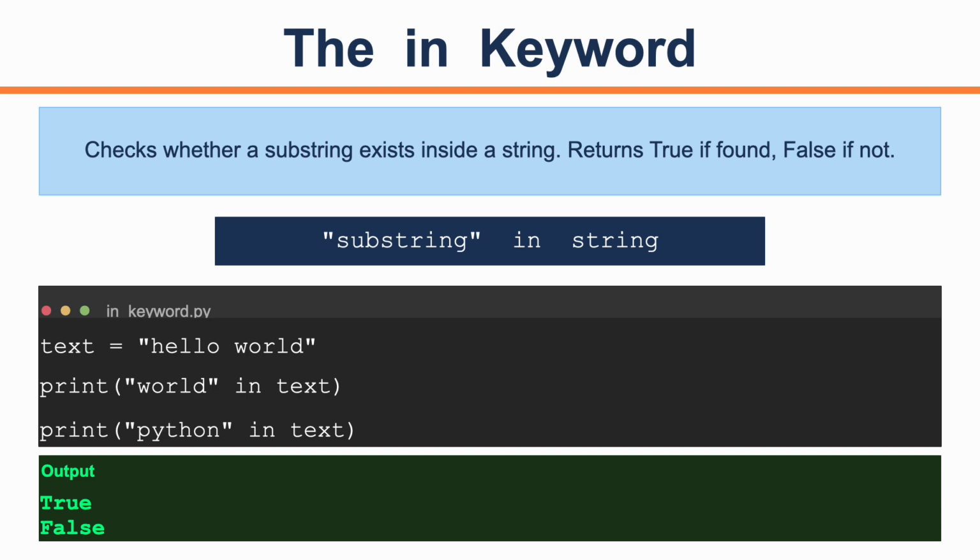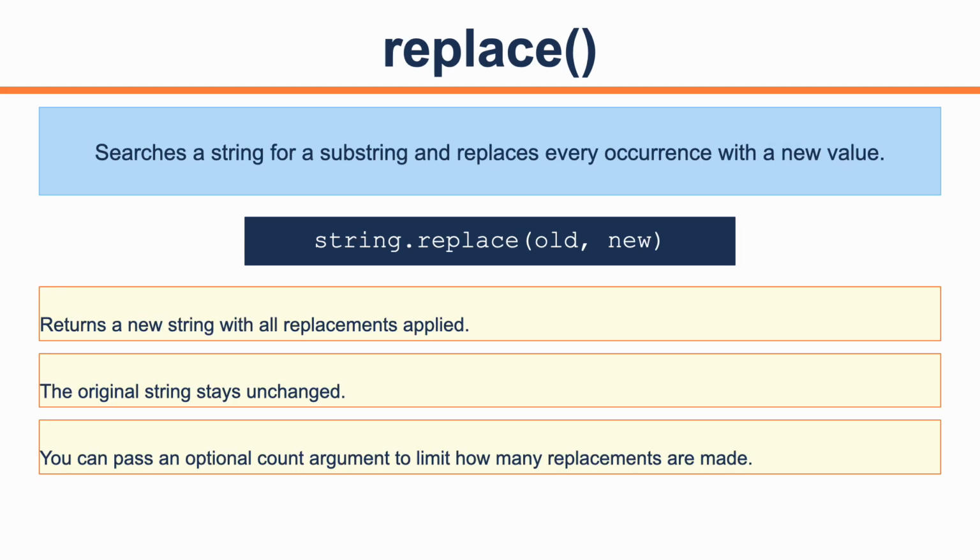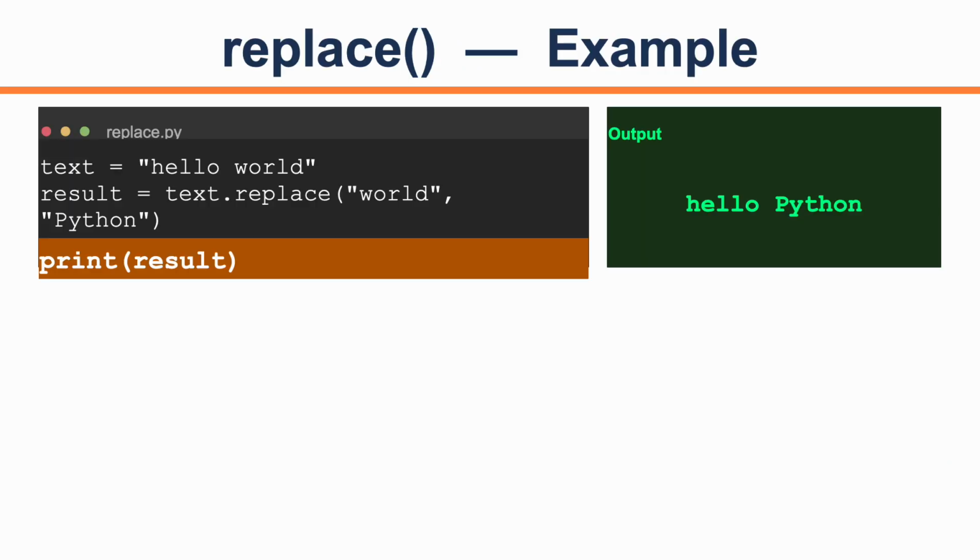The replace method searches a string for a substring and replaces every occurrence with a new value. It returns a new string. The original string stays unchanged. Here we store the string hello world in a variable called text. We call replace with world and Python. Every occurrence of world is replaced with Python.